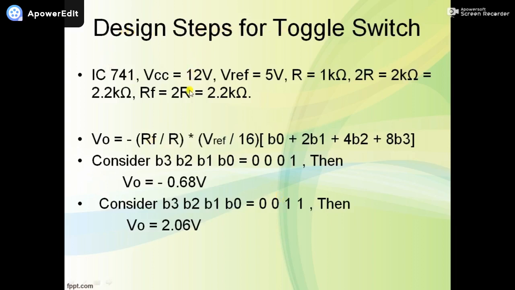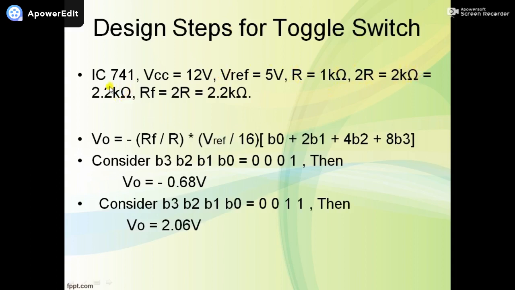So here are some of the design steps for the toggle switch, as well as the calculation. Consider we are using IC 741. Consider VCC is 12 volt, V reference is 5 volt. VCC equal to 12 volt is for switching on, or activating, the inverting amplifier, and this V reference voltage is used to activate the toggle switch circuit. And consider R is 1 kilo ohm, 2R is 2 kilo ohm.